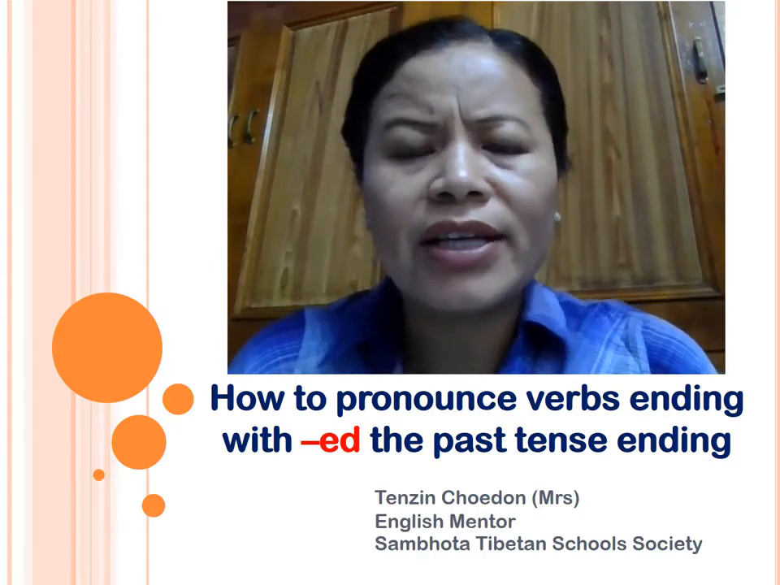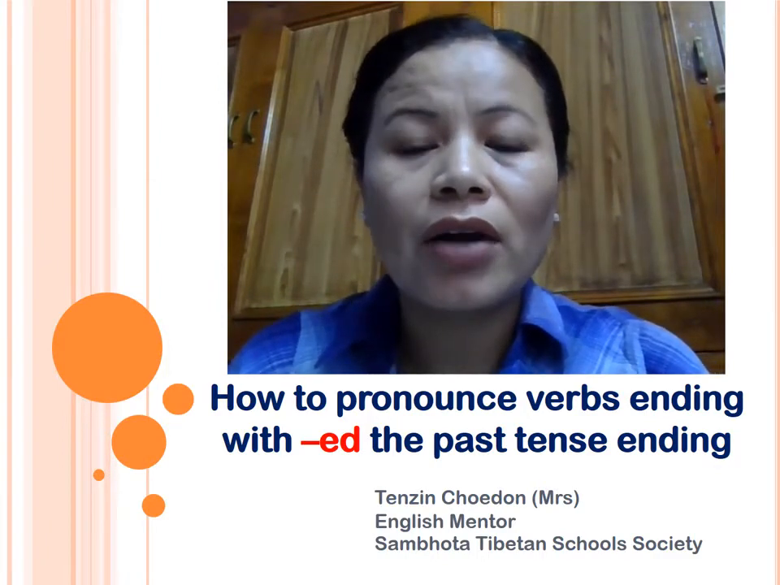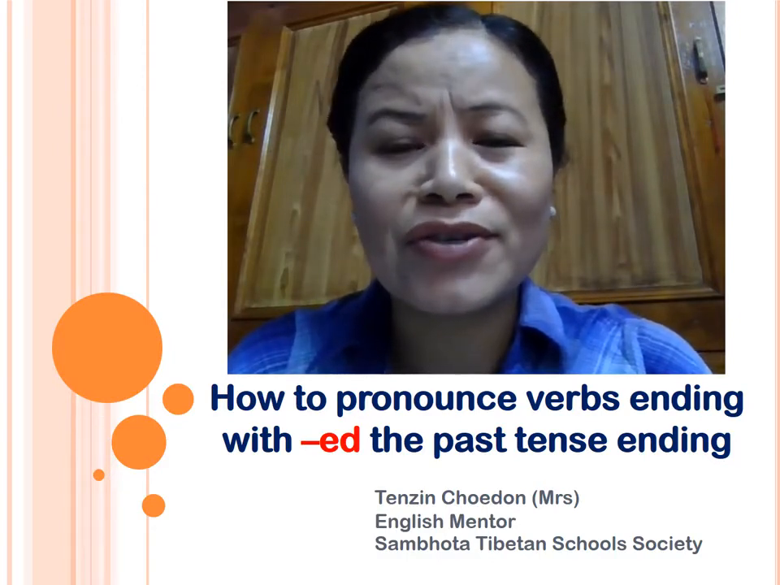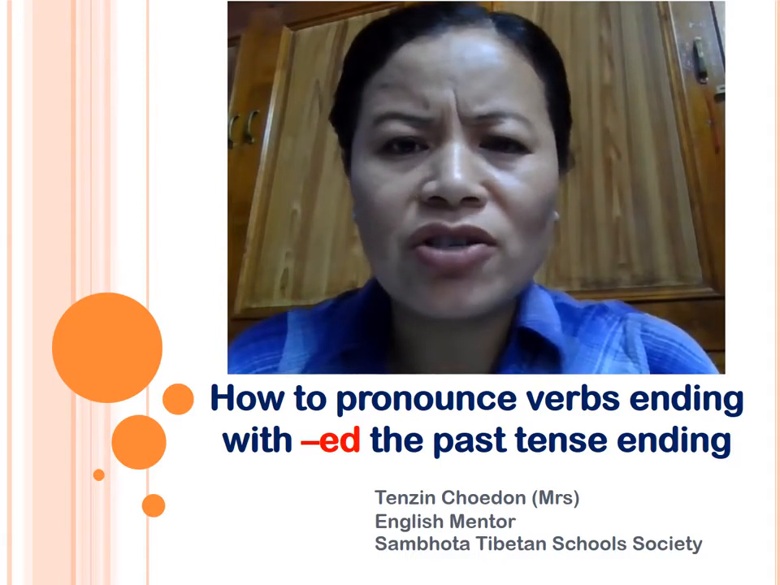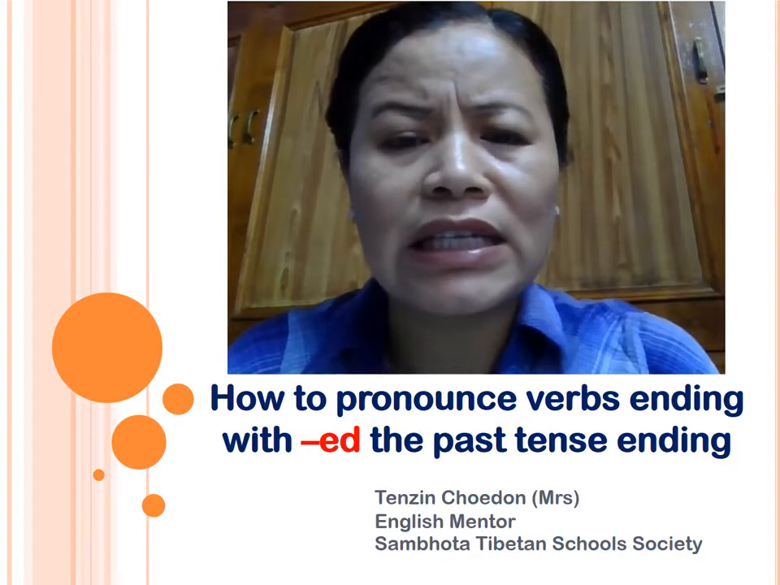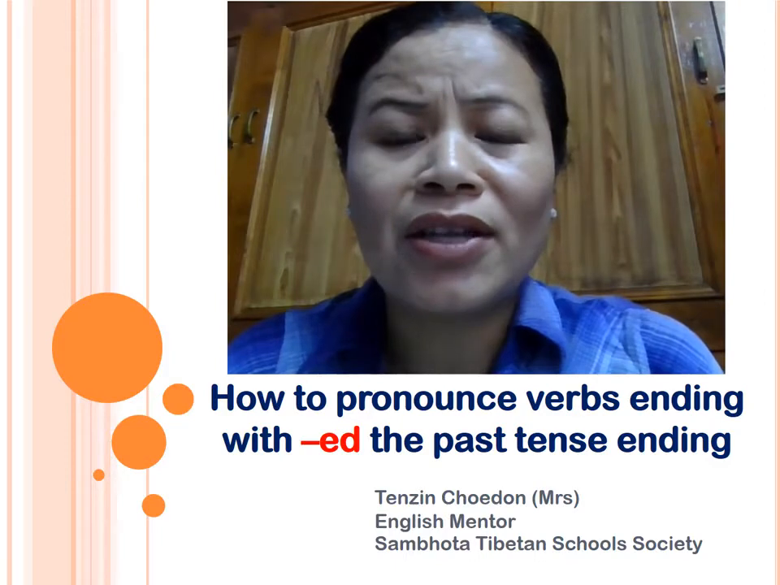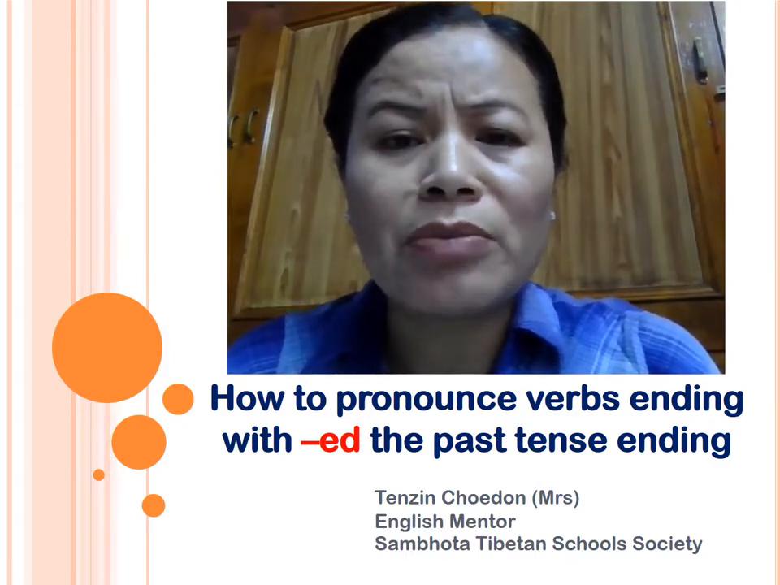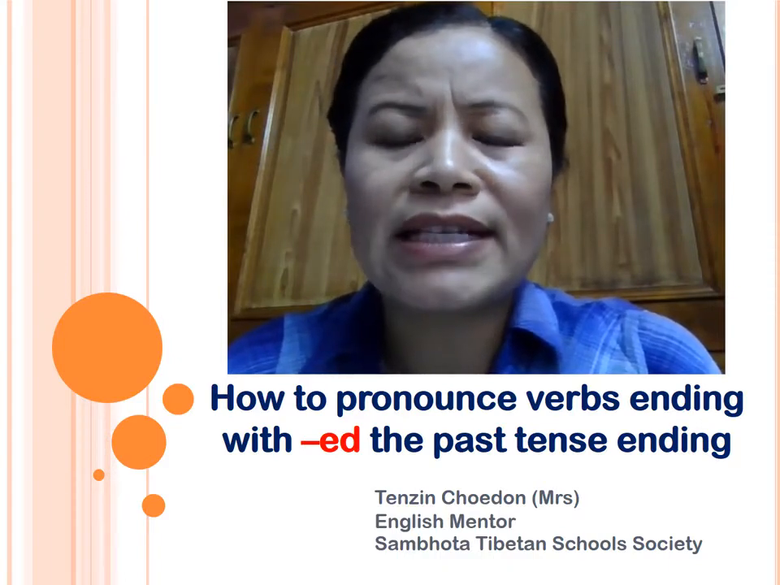The reason behind bringing out this video lesson is the fact that during my visits to different Tibetan schools and interacting with the young children over there, I found that there are still many children who are struggling with the correct pronunciation of verbs ending with ed, and therefore they add an extra syllable when actually there is no need. For example, the word amazed is pronounced as amazed. So this is just one example.